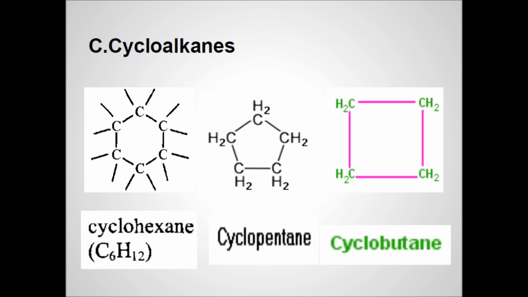The first one has a hexagonal shape, and there are 6 carbons bonded singularly to each other, so it is going to be cyclohexane. The molecular formula is C6H12. The second one has 5 Cs connected to each other singularly, so it is going to be cyclopentane, and the molecular formula would be C5H10. The last one has 4 Cs connected to each other with a single bond, so it would be cyclobutane, and then the molecular formula would be C4H8.